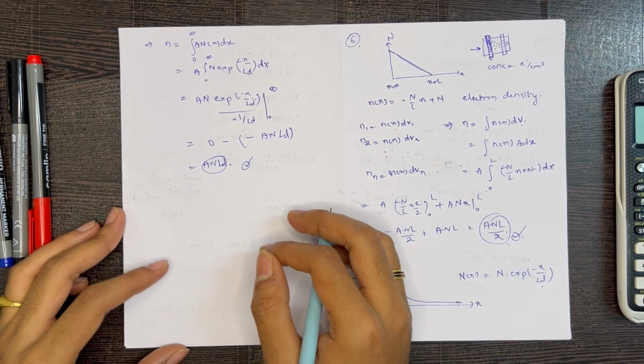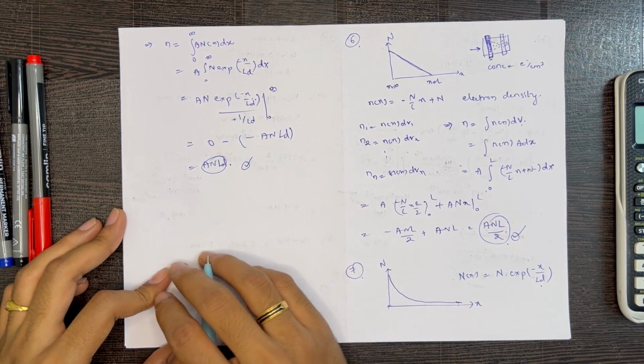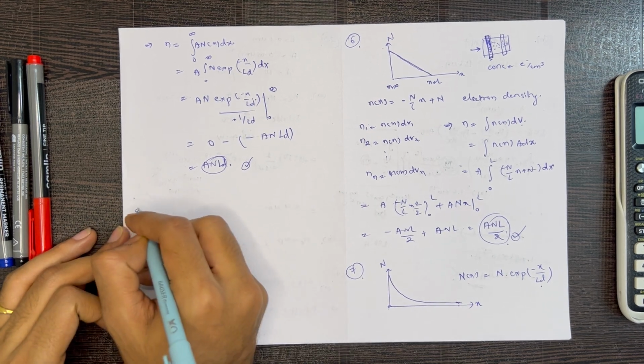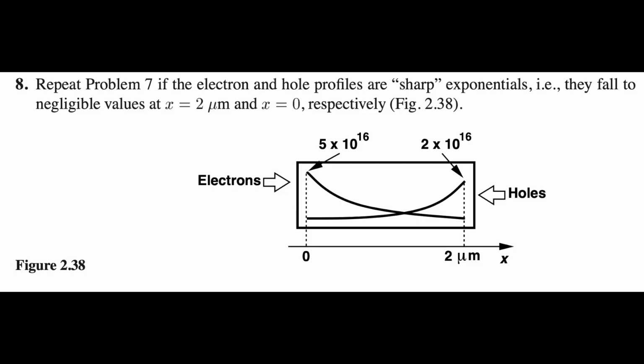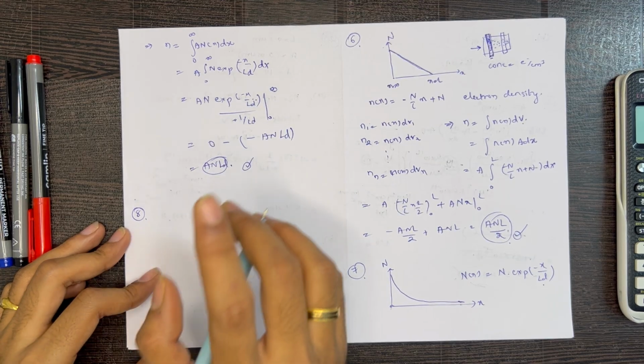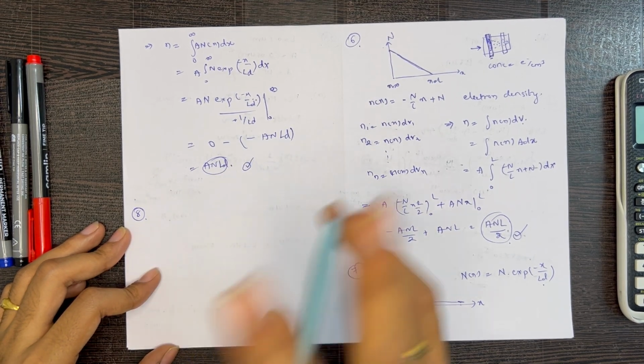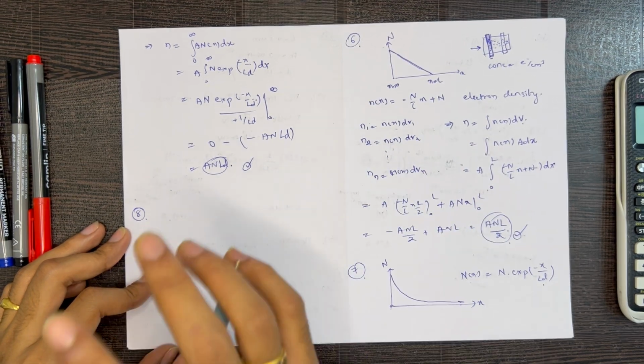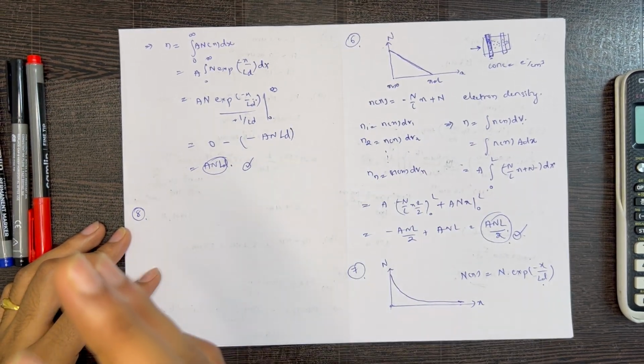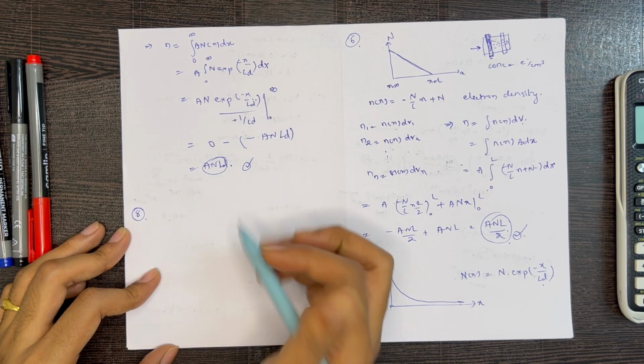Okay, now this is done. Let's move on to the next question. They say repeat problem 7. If the electron and hole profiles are sharp exponentials, they fall to negligible values at x equals 2 micrometer and x equals 0. Okay, now the limits are not 0 to infinity, it's 0 to 2 micrometer. Considering sharp exponentials, like electron and hole profiles are exponential.